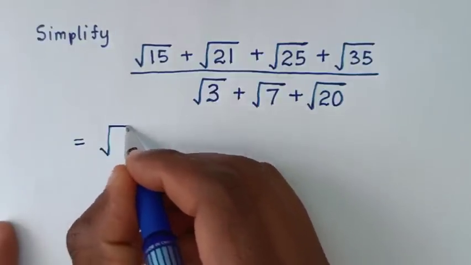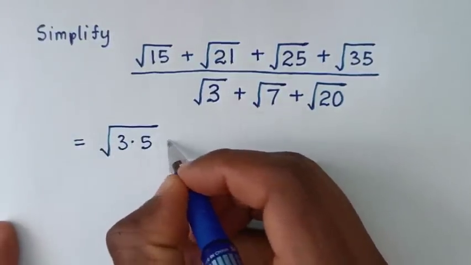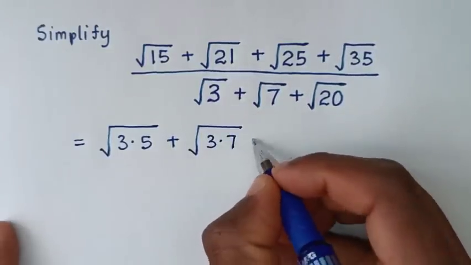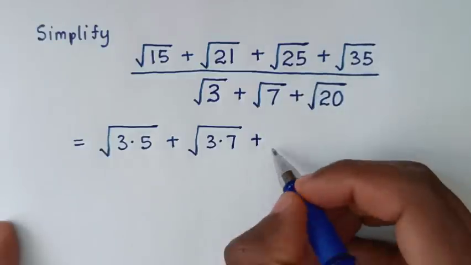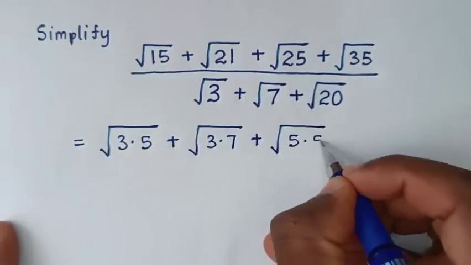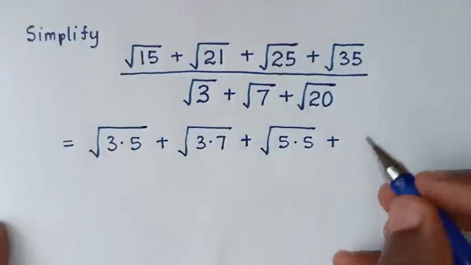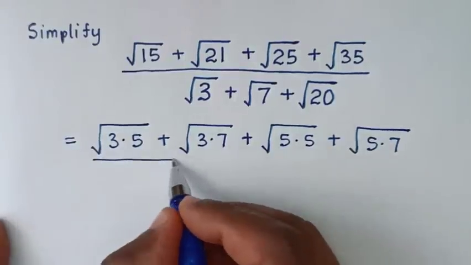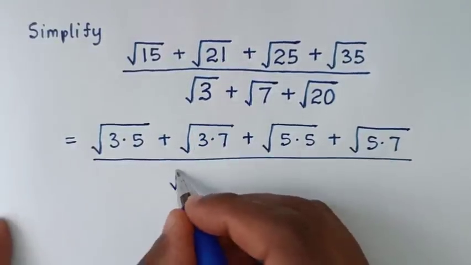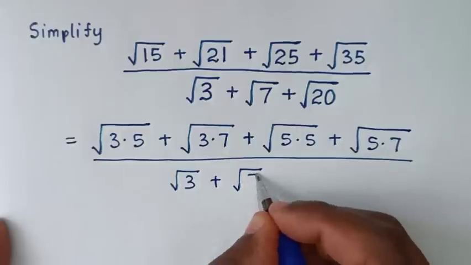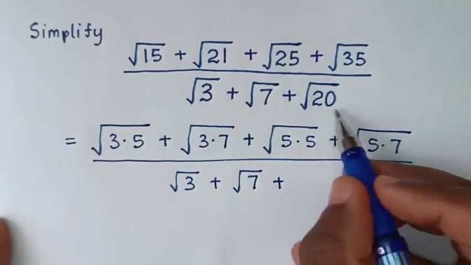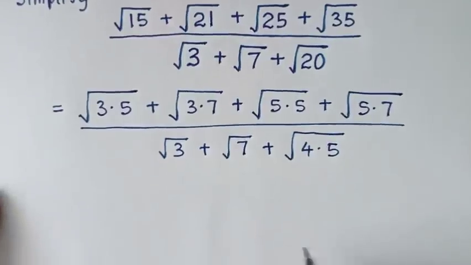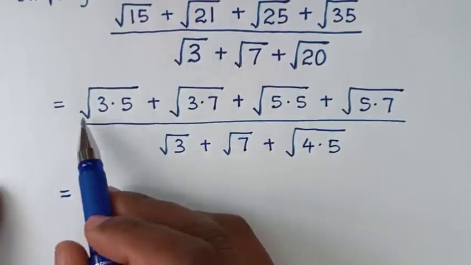Square root of 15 is the same as square root of 3 times 5, plus square root of 21 is the same as square root of 3 times 7, plus square root of 25 is the same as square root of 5 times 5, then plus square root of 35 is the same as square root of 5 times 7, then over this square root of 3 plus square root of 7, then plus square root of 20 is the same as square root of 4 times 5.